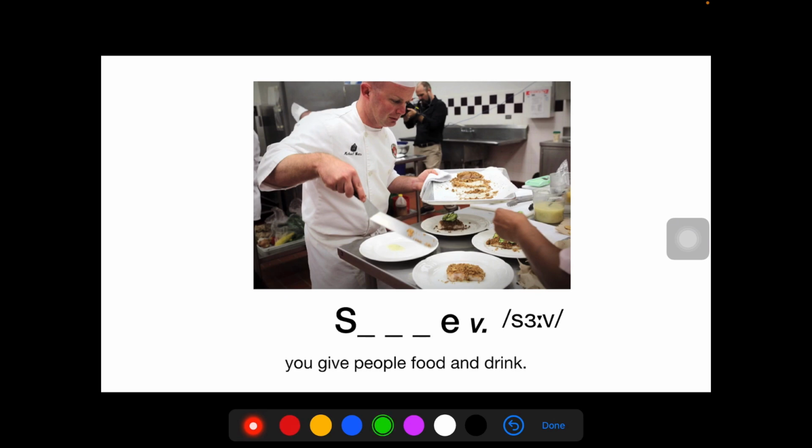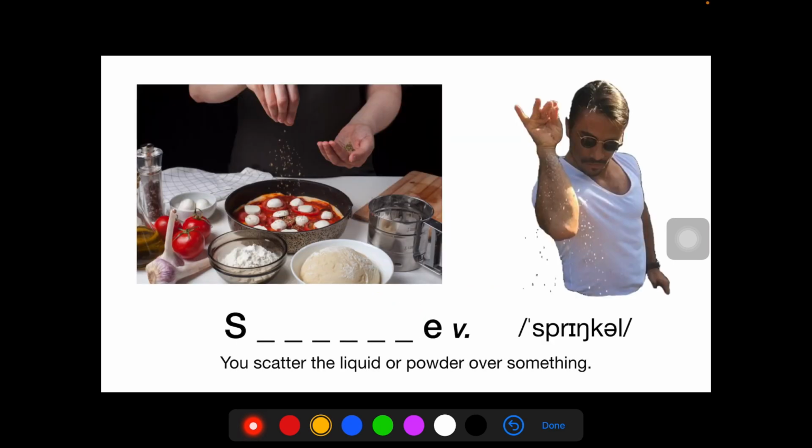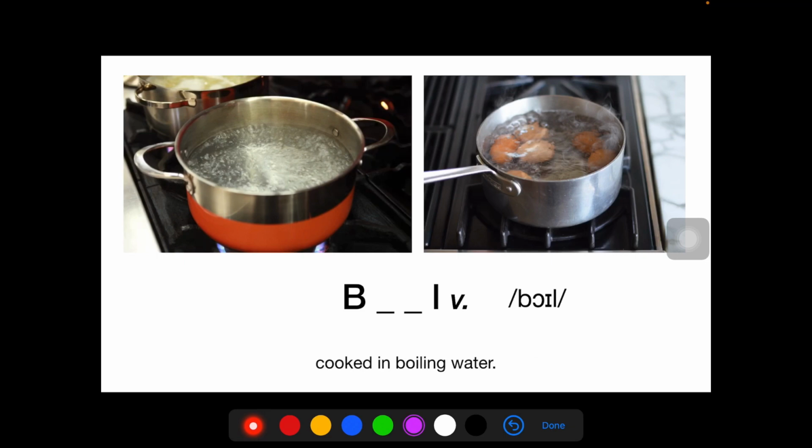Next one. Give people food and drink. Serve. S-E-R-V-E. Serve. How about next to serve? Cook in the pan with hot oil. Fry. How do you spell fry? F-R-Y. Fry. Good job. How about this? Scatter the liquid or powder over something. Sprinkle. How do you spell sprinkle? S-P-R-I-N-K-L-E. Sprinkle.